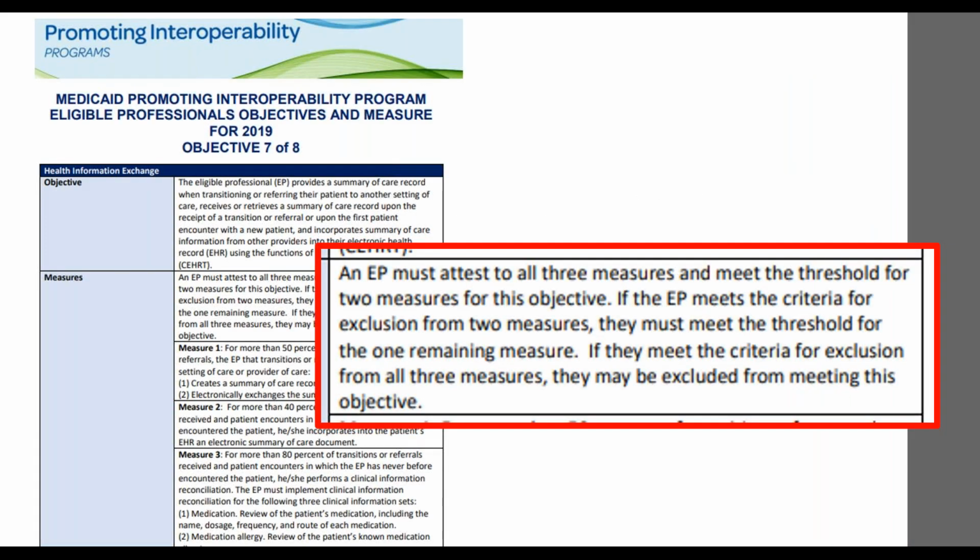On the flip side, here's an example of where an EP doesn't meet the objective. Using Objective 7 Health Information Exchange as an example, the spec sheet says to meet the measure, an EP must attest to all 3 measures and meet the threshold for at least 2 measures to meet the objective. If the EP meets the exclusion criteria for all 3 measures, they would be excluded from meeting the measure.